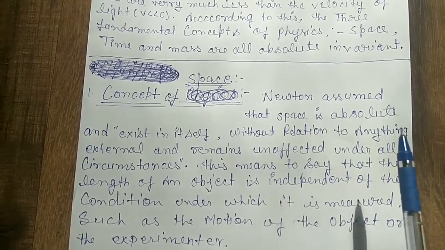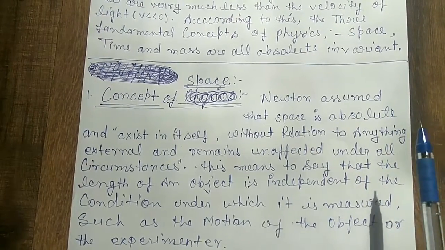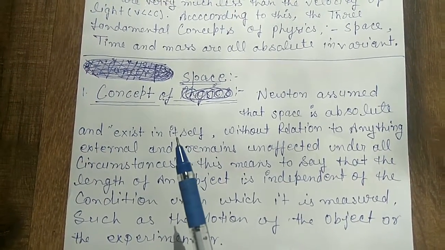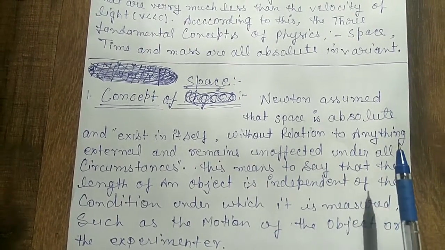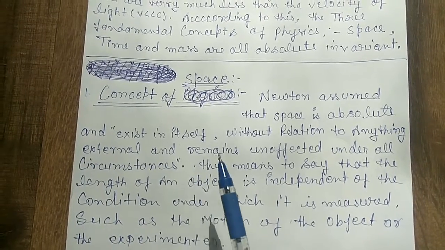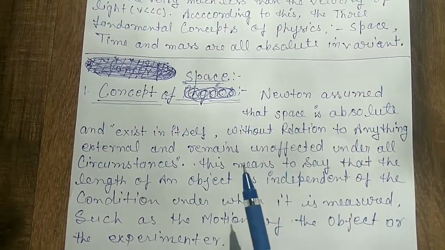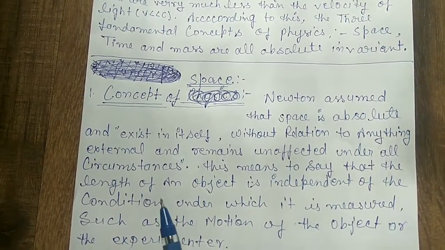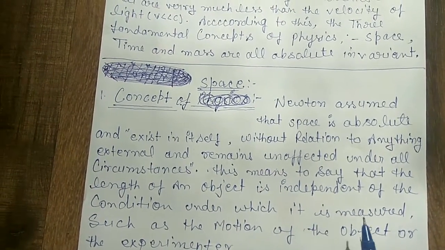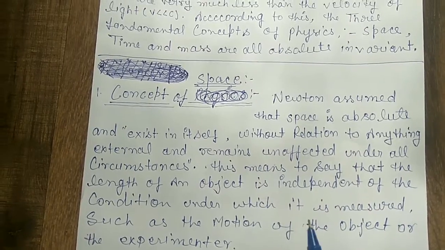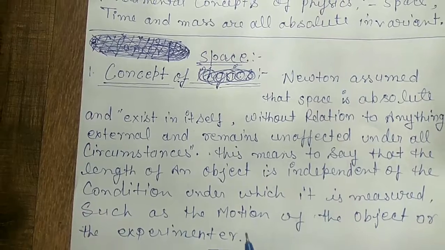Newton assumed that space is absolute and exists in itself without relation to anything external and remains unaffected under all circumstances. This means to say that the length of an object is independent of the condition under which it is measured, such as the motion of the object or the experimenter.